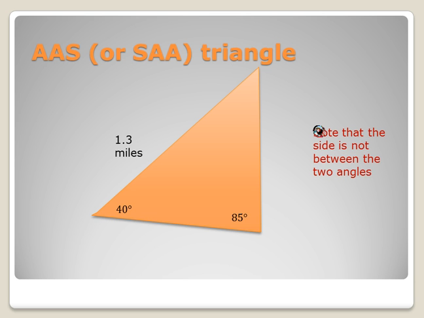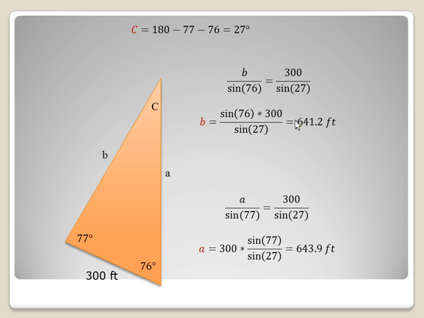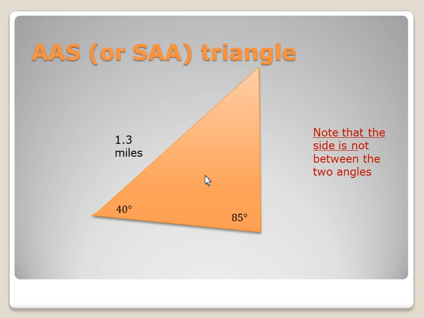Sorry, let me go back. Okay, fill in that information. So 300, and then this will be 643 feet, and then 641 feet. Which makes sense because these angles are just about the same size, so their opposite sides are just about the same. Now we can go on to the next slide.